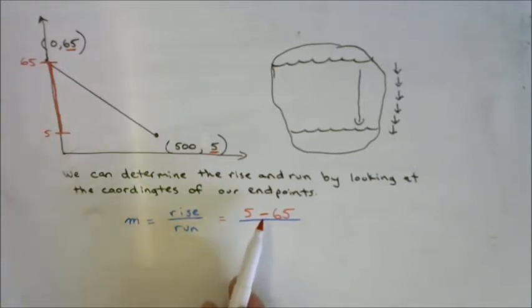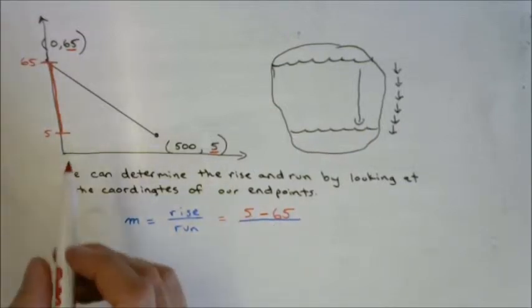Why is that important? Oh, I know. Because we're going down. Because it's a negative slope, right? The amount in the tank is going down, so it's a negative slope. Now look at the run.